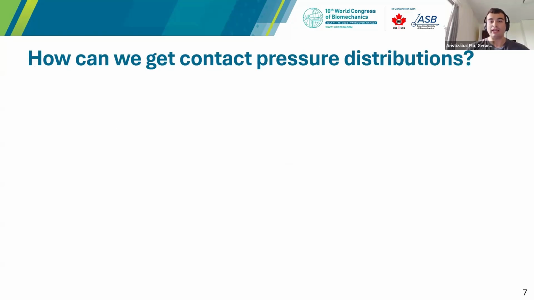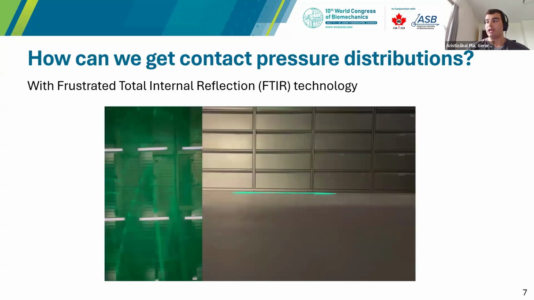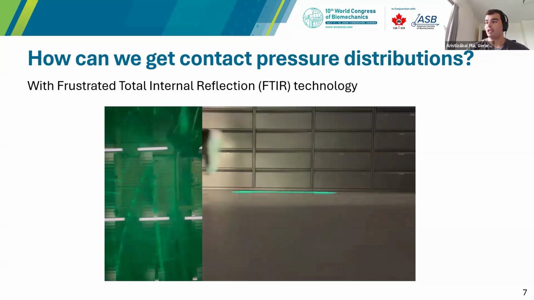The way that we can get contact pressures is by using a technology called frustrated total internal reflection, or FTIR technology. Here I will show you a video where on the right you will see someone stepping on a plate with FTIR technology, and on the left you will be able to see the pressure distributions as the person is stepping on the plate. I'm going to play it one time, and then another time.